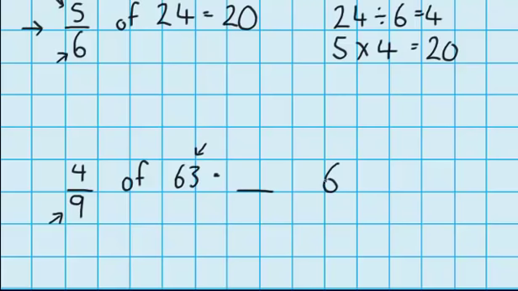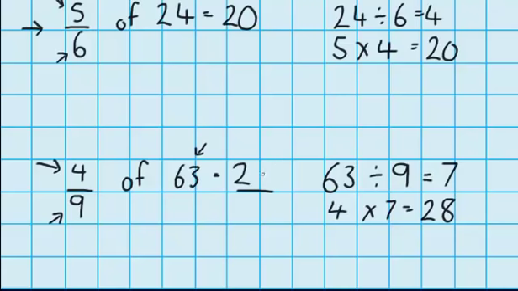So I've got 63 fish which I need to share between these 9 tanks, or 9 groups. So 63 fish shared into 9 tanks means I need to put 7 fish in every tank. Now I'm interested in 4 of those groups. So 4 groups of 7 equals 28. So 28 of the fish must be goldfish, or 4/9 of 63 is 28.